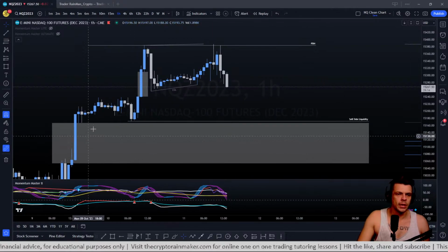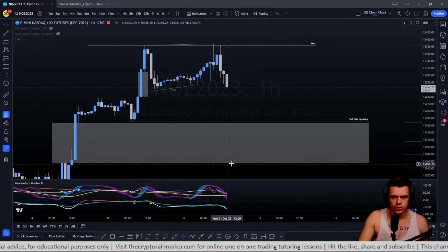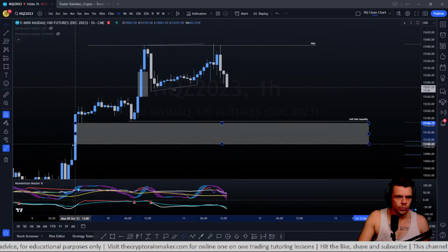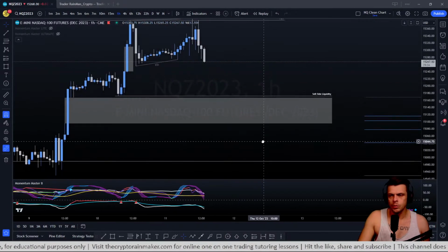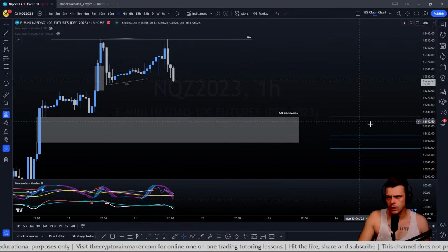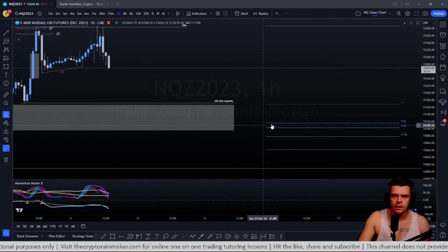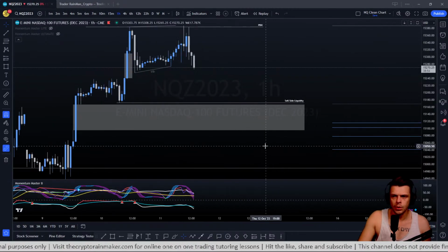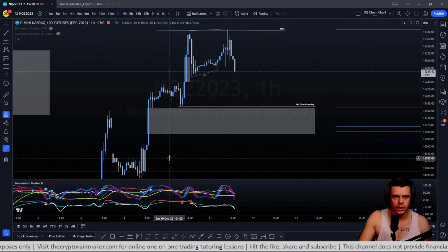And like we mentioned, we have this imbalance on the 4 hour, and we can also actually just refine this to the 1 hour. Just move it up there. So that will be the imbalance. And that fits in nicely just in between the equilibrium, which is the 0.5 on your Fibonacci, and the Fibonacci golden pocket. And there we have the 7060 OTE entry.